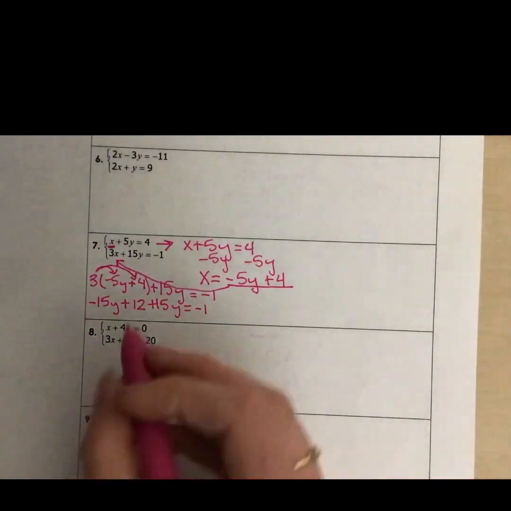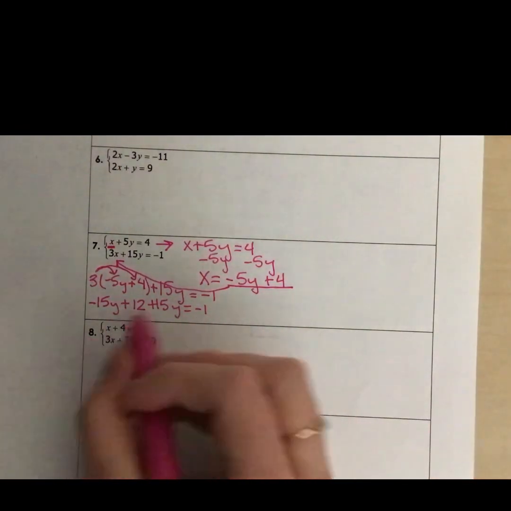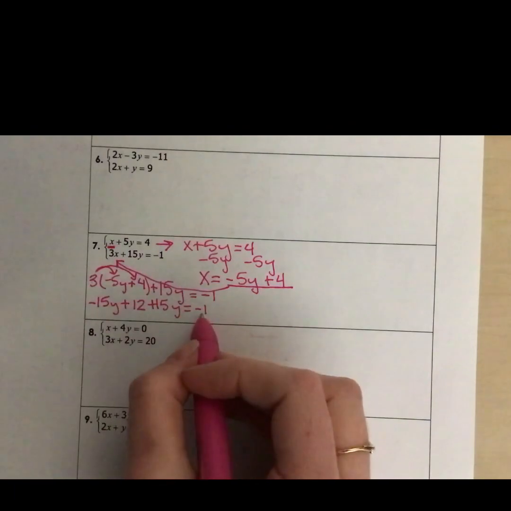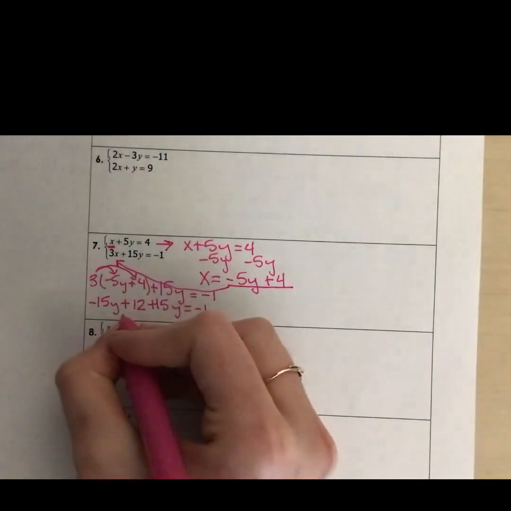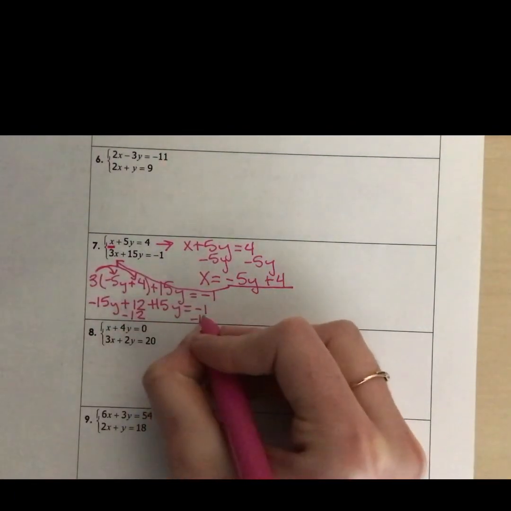The next step would be to get this 12 to the other side so that I have my y's on one side and my constants on the other side. So I'm going to subtract 12 from both sides.